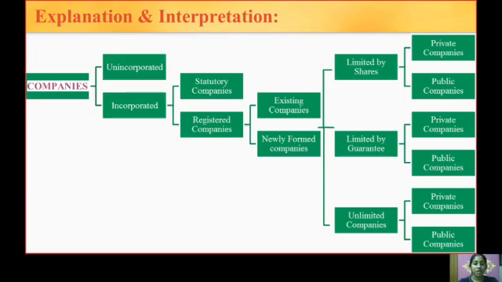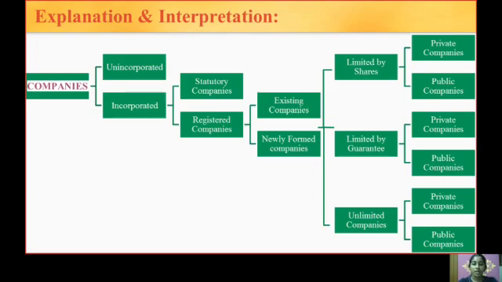Companies are categorized on the basis of certain classifications. They are on the basis of incorporation, on the basis of liability, and on the basis of number of members. First, let us see the basis of incorporation. On the basis of incorporation, companies are classified into statutory companies and registered companies.